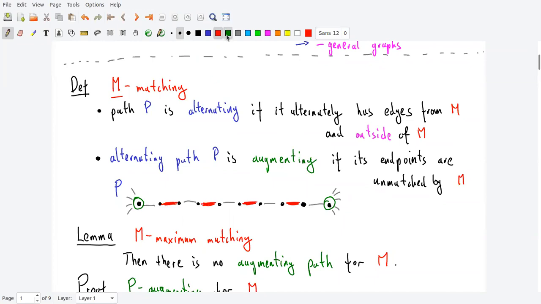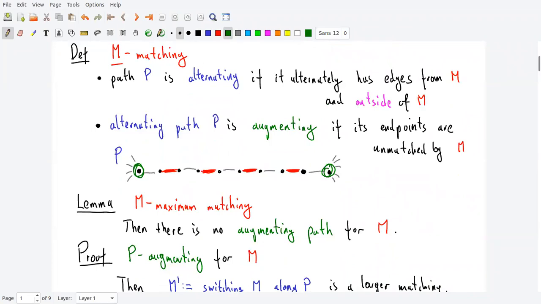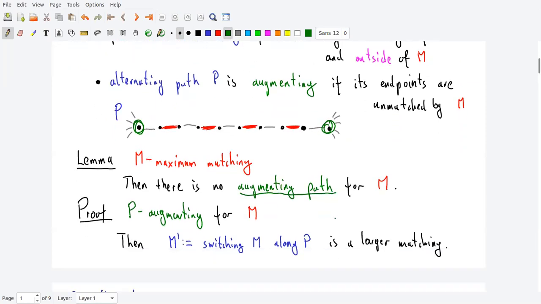And an alternating path is called augmenting if the first vertex and the last vertex of this path are unmatched by the matching M. So they are free, for the purpose of extending the matching. And there is a very simple lemma that if I have a maximum matching, a matching that cannot be made larger, then you cannot find any augmenting path for this matching. Why so? Because if there was an augmenting path, then I could use this path to make the matching larger. I could simply augment this matching by deleting all these edges from the matching on the path and adding all the remaining edges, like switching the matching along the path.